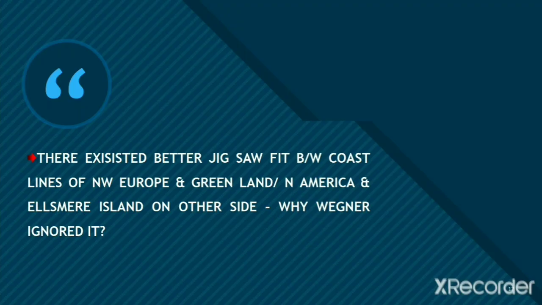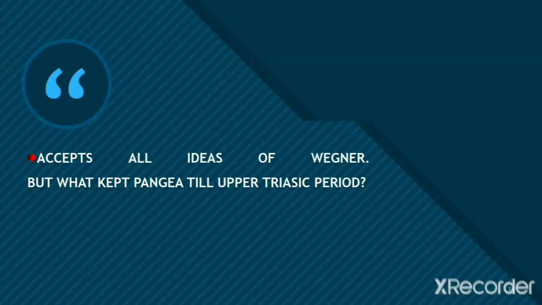Another criticism is not against the theory. It accepts Wegener's idea, but it indicates that there is a better jigsaw fit between the coastlines of Northwest Europe on one side and Greenland, North America and Ellesmere Island on the other side. Then why did Wegener not consider that better jigsaw fit? The last criticism accepts all the ideas of Wegener, but it asks a simple question: what kept the Pangaea together till the Upper Triassic?